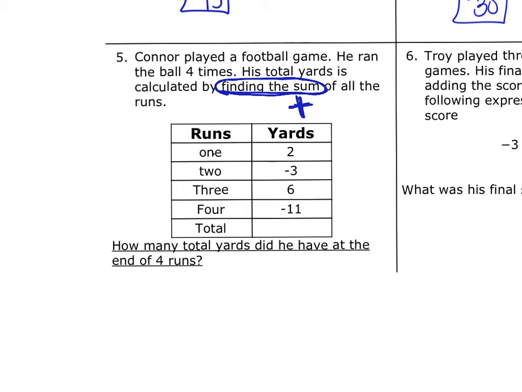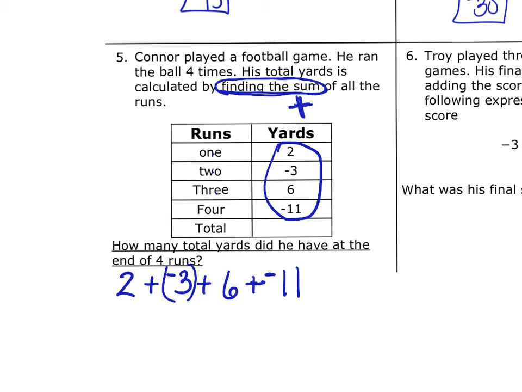So if we look at run 1, 2, 3, and 4, here they are right here. We're going to find the sum. So that means I'm going to be combining these. 2 plus -3 plus 6 plus -11. That's what it would look like. I can put parentheses around that if I want to, if I just want to have it there to remind myself those are negative, but it's okay if I don't. From here, you should just be following PEMDAS again. This is all addition, so I can work left to right.